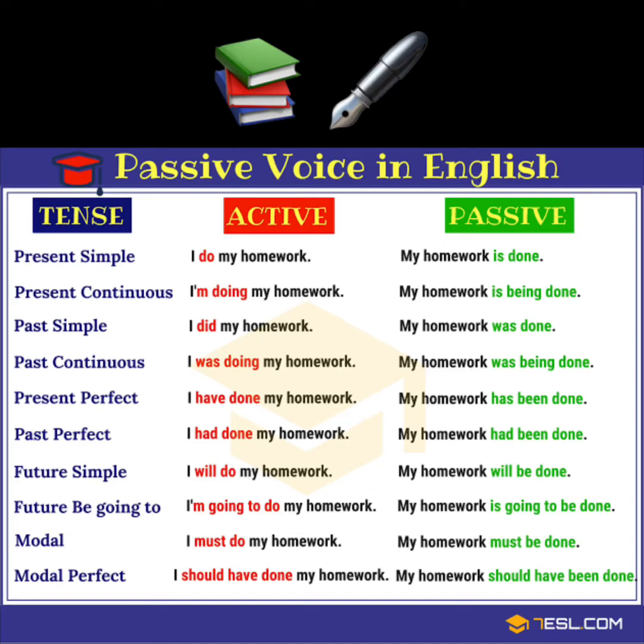Future be going to, that is future reference we can say. I am going to do my homework. My homework is going to be done. Modals. For these auxiliary verbs, for modals, for example, can, could, may, might, must, have to, with all these we are going to use be plus third form of verb. For example, I must do my homework. My homework must be done.